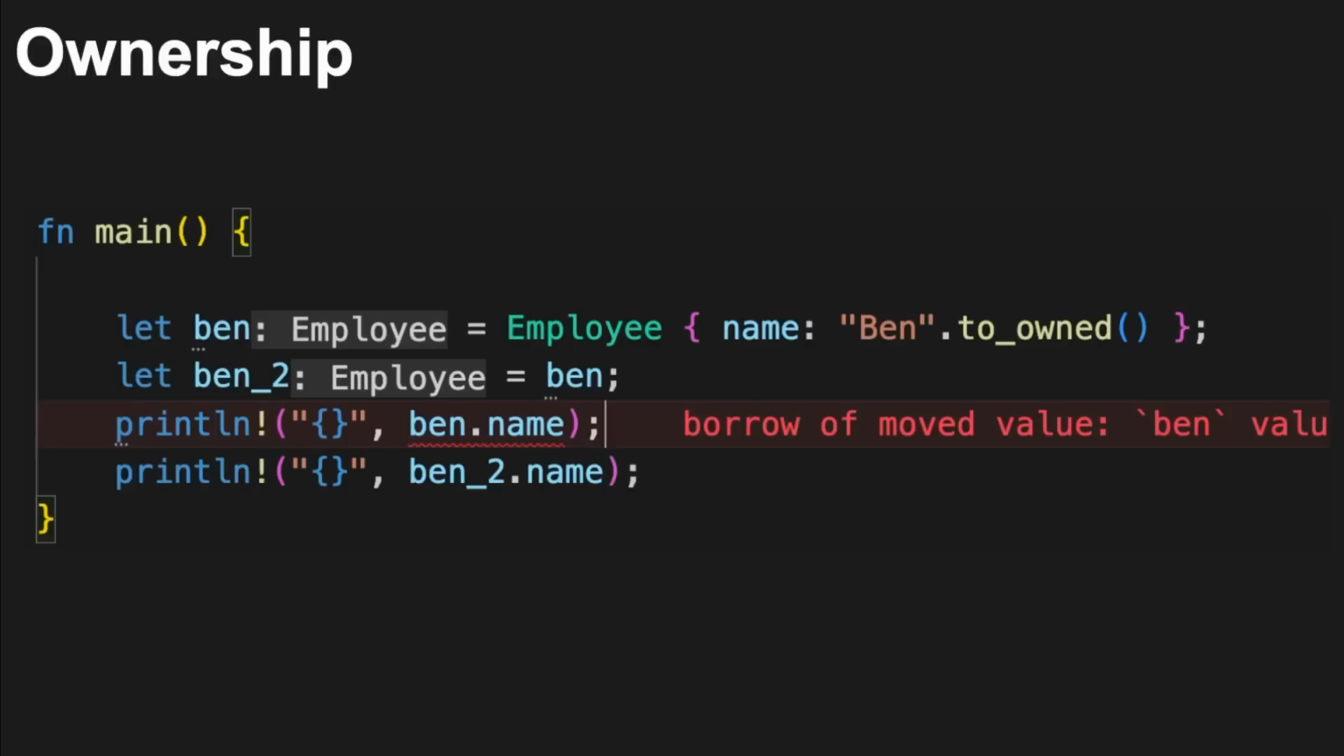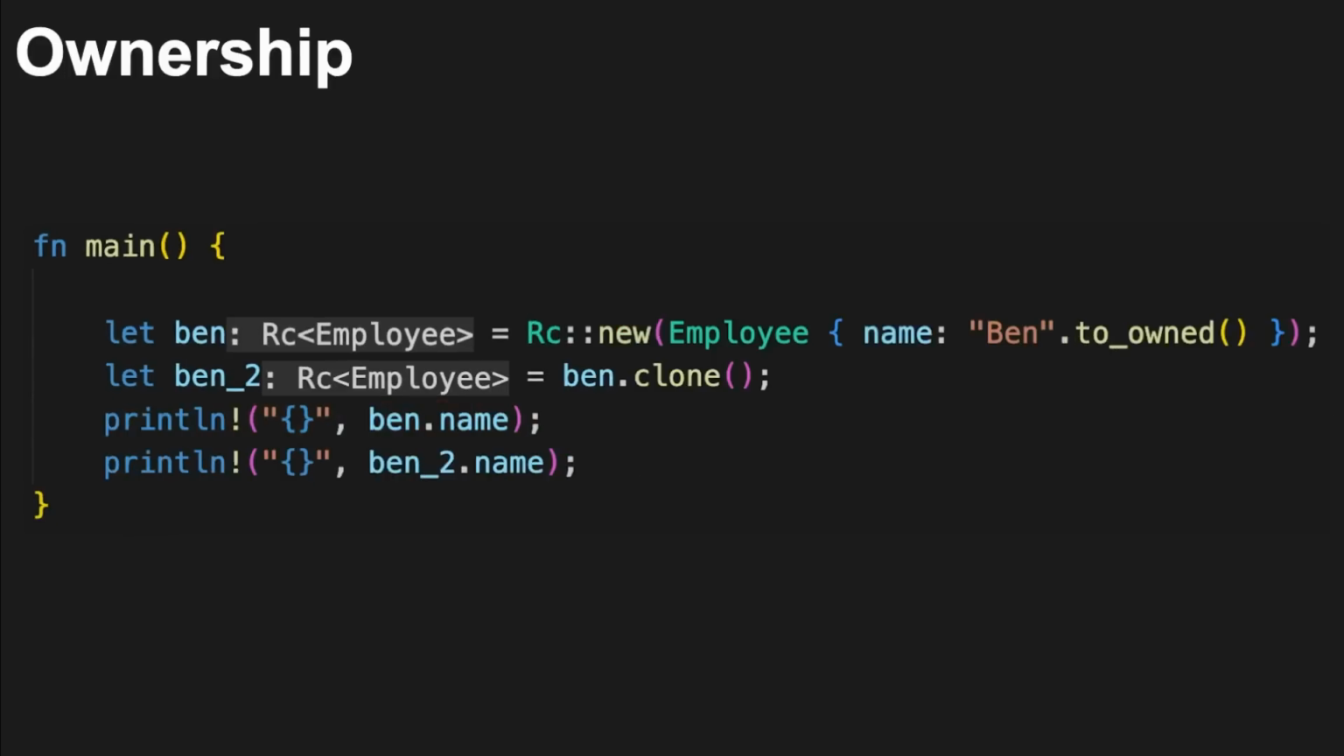However, sometimes it's useful to have multiple variables own a single value. Fortunately, this is possible in Rust using a reference counting smart pointer. By wrapping employee with an instance of the Rc smart pointer, we are explicitly opting into multiple ownership, which has an additional runtime cost managing the reference count.